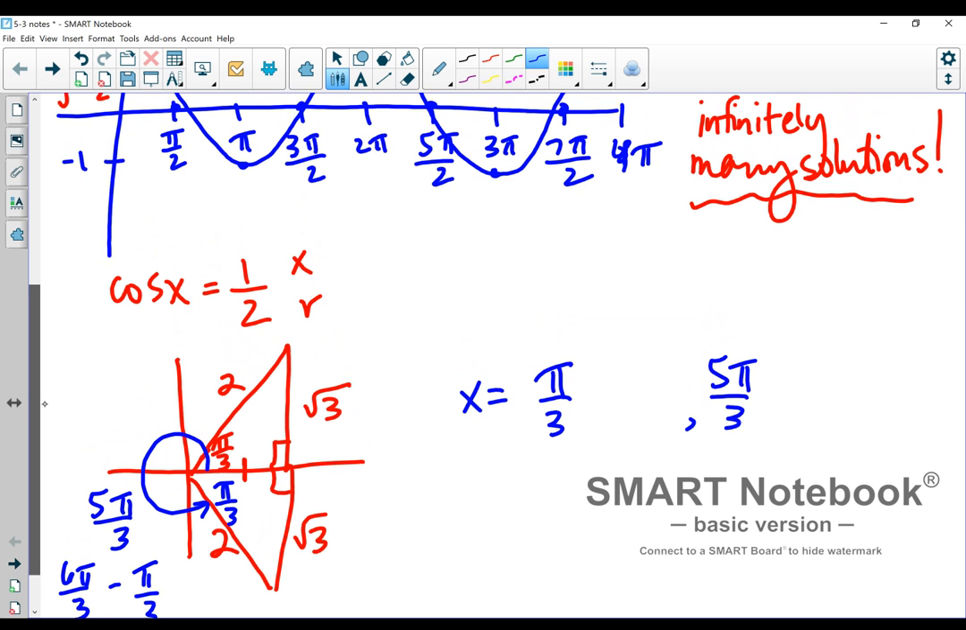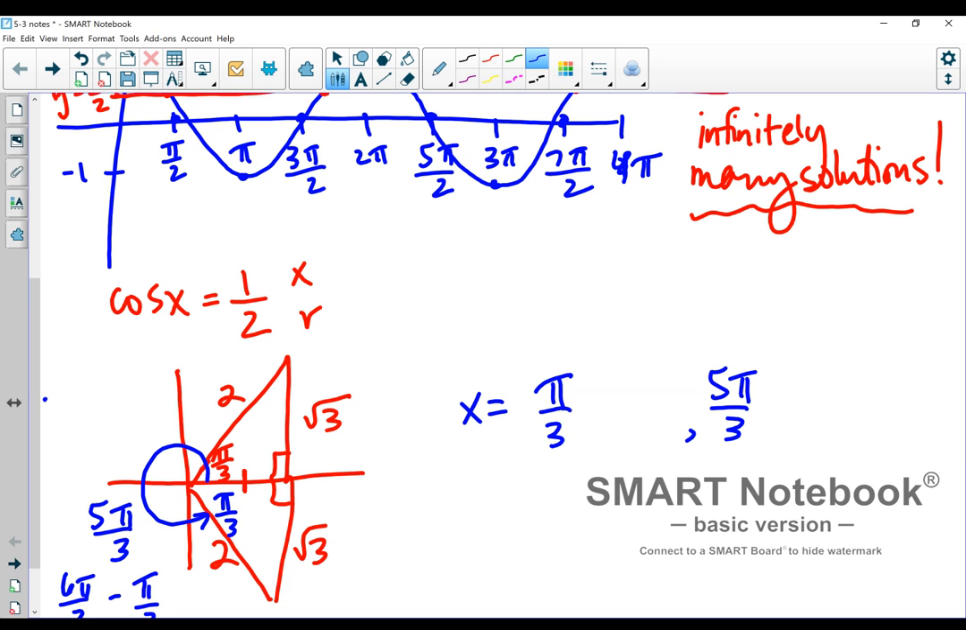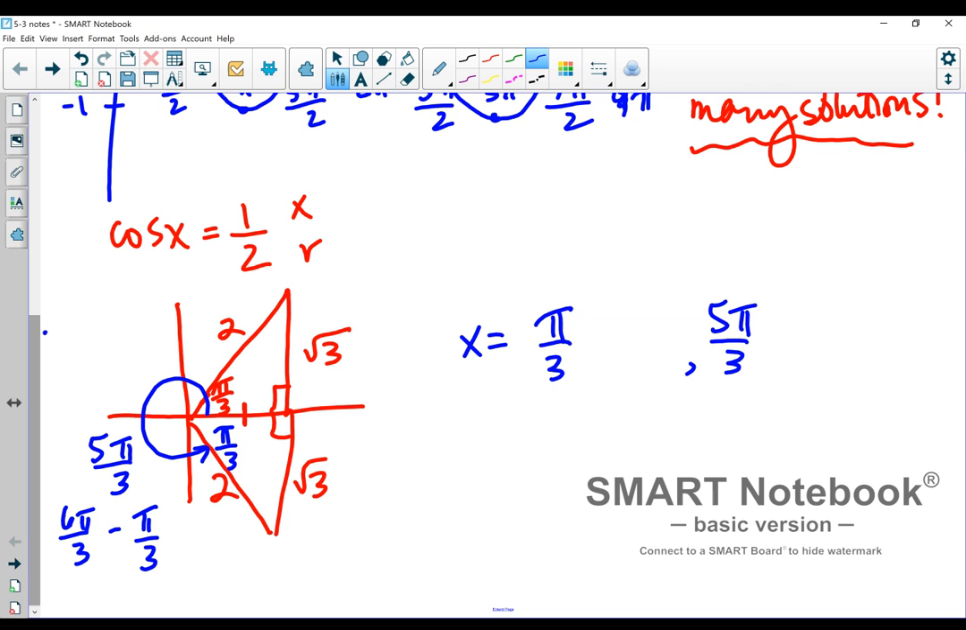But remember, every time I go 2 pi units on my graph, and to make that connection to the circle, it's like saying if I go all the way around and stop at this angle again, because I can keep doing these revolutions, as long as I land on this terminal ray, I will have another solution. So we have plus 2n pi, or n times 2 pi. Let's write it that way: pi over 3 plus n times 2 pi, and 5 pi over 3 plus n times 2 pi. The 2 pi comes from the period being 2 pi.